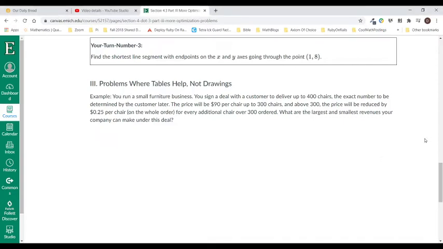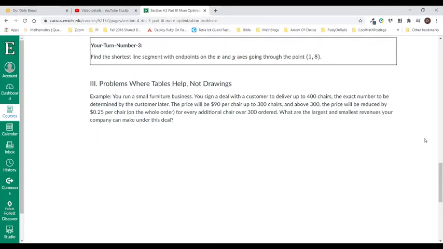Okay, this is our last type of optimization problem. This is the one where pictures don't help, but making a table does. Moreover, it's pretty much the only way you can actually show work, so it's not a bad thing to do. So here's an example. We run a small furniture business.